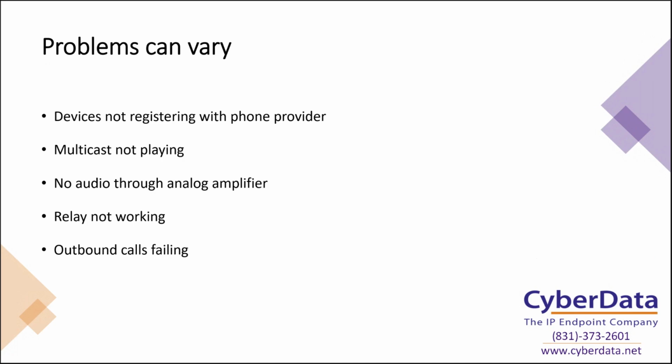Maybe you've got that intercom set up and it's registered with your phone system. It's calling the number that you want it to call, but the relay's not working. Or maybe you're trying to make calls and your outbound calls aren't working. So there's a whole variety of different issues that you can encounter, and some of the steps that we'll go through today can really help out with troubleshooting.